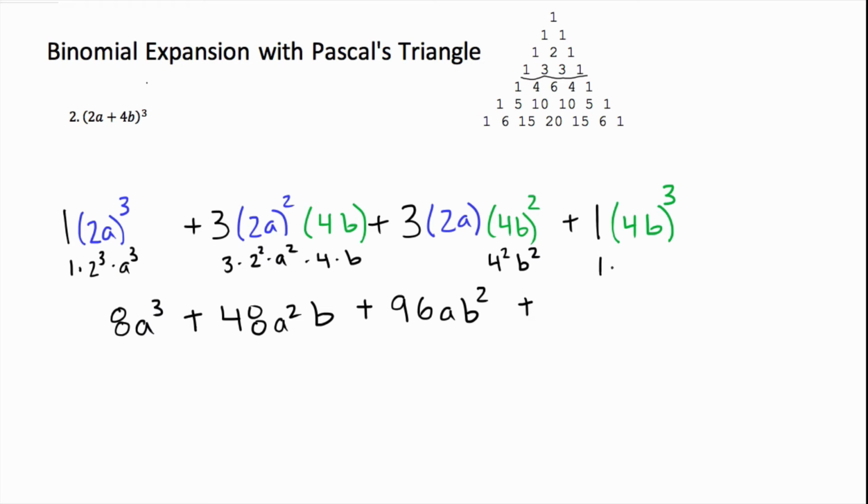You know this by now. Since it's in parentheses, that's the same as 4 to the third, b to the third. And 4 to the third power is 64. So we have 64b to the third. And we have simplified our binomial expansion.